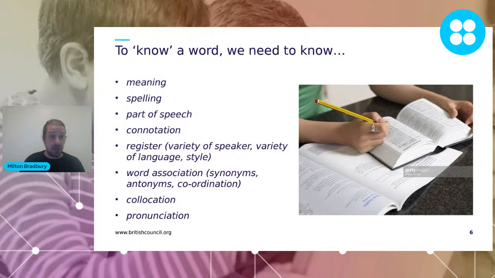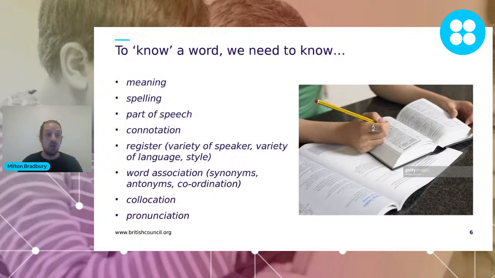So it could also be things like formality. It's much more correct to say, look forward to hearing from you at the end of an email than to say, I can't wait to see you when you're in a professional context. So register is very important. Word association, so things like synonyms, antonyms, coordination. These all help us learn words.